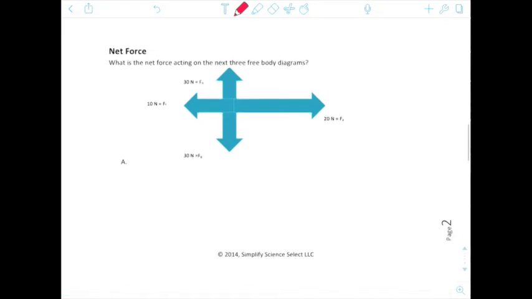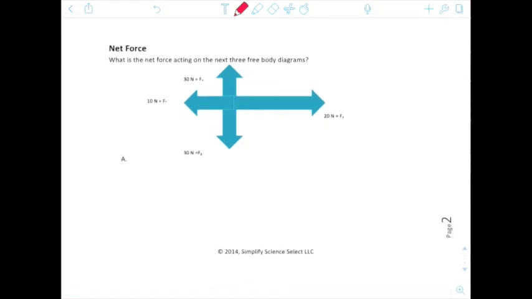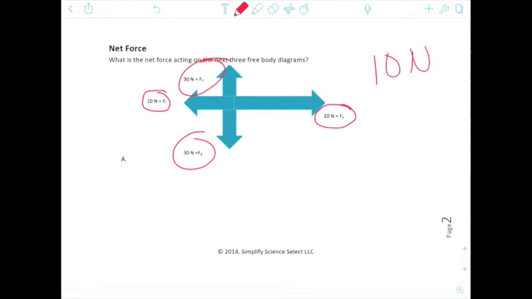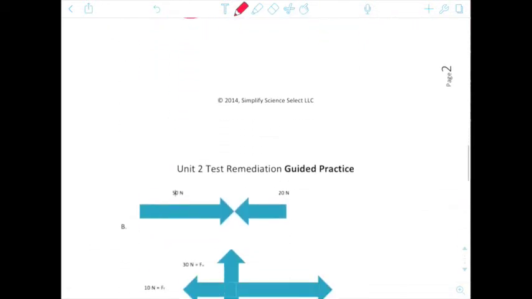Looking at net force, it says what is the net force acting on the next three free body diagrams. So when we're looking at net force, it's the sum of all the forces. We see that these going up and down are equal, so it's not moving up or down. But we have a frictional force of 10 and an applied force of 20, so the net force would be 20 minus 10. So we have a net force of 10 newtons on that free body diagram.